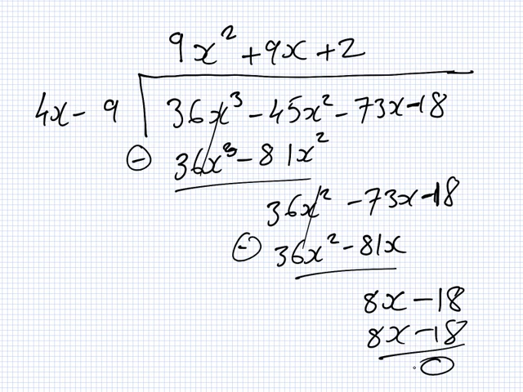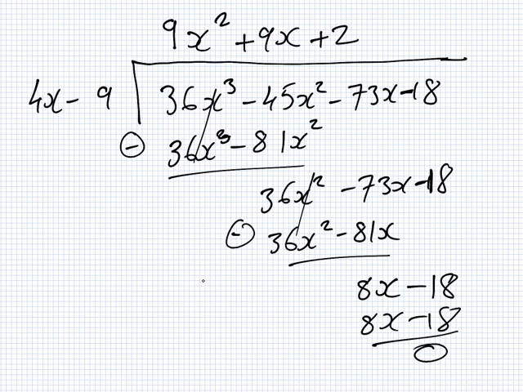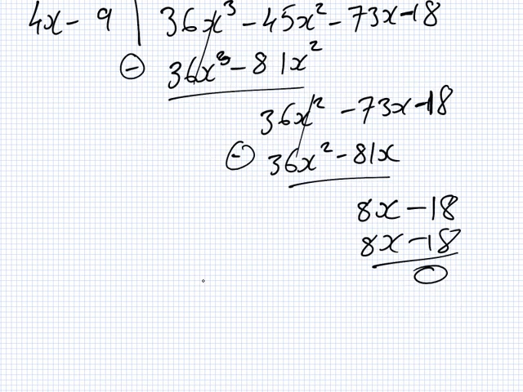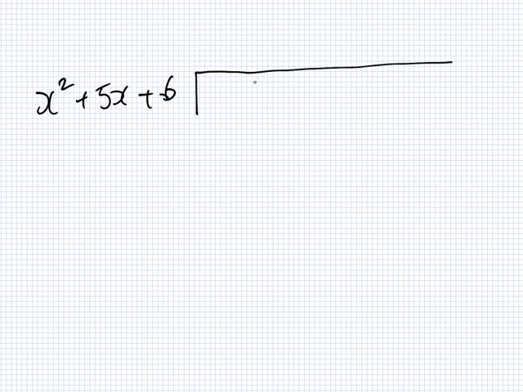Okay. Right, one more. This time let's take a cubic and divide it by a quadratic, which is actually easier because there's less steps. Okay, can I scroll down? Right, so let's take this quadratic, x squared plus 5x plus 6, and divide it into x cubed plus 6x squared plus 11x plus 6.